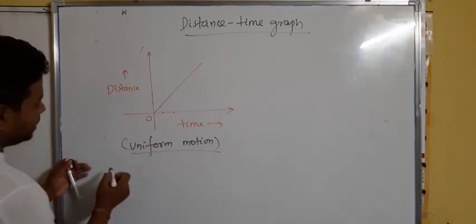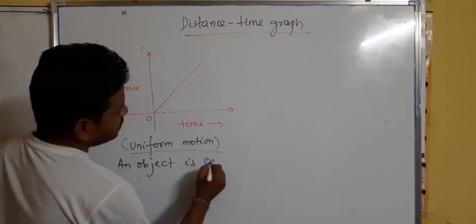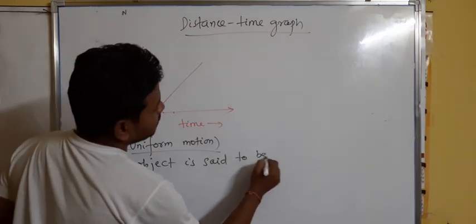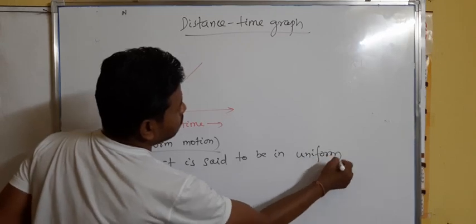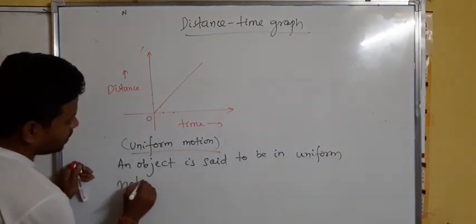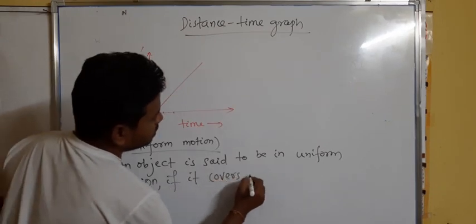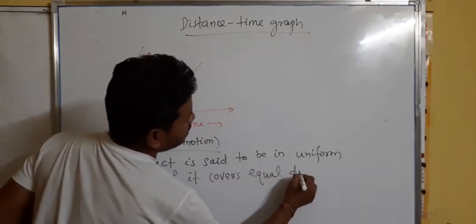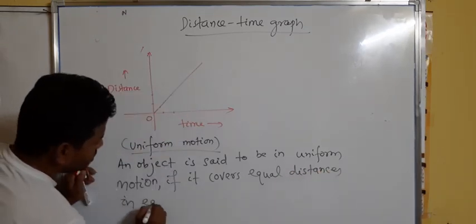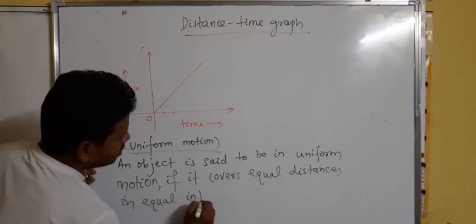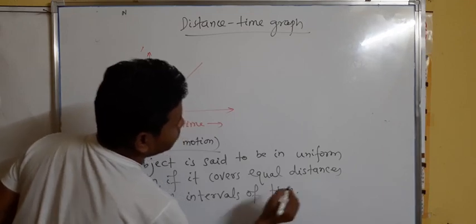So I can define here that an object is said to be in uniform motion if it covers equal distances in equal intervals of time.